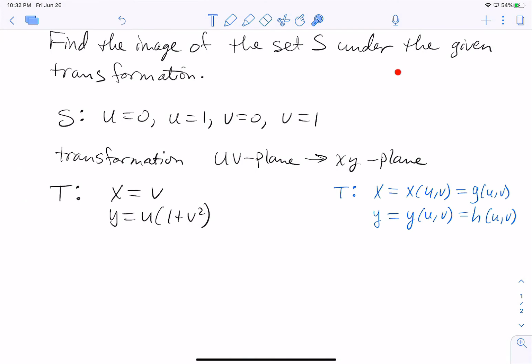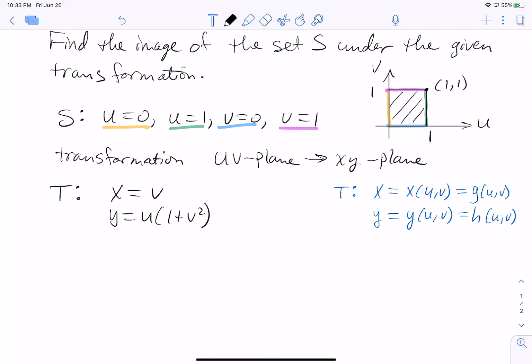While we're at it here, let's go ahead and draw the region in the uv plane. We have four boundaries. V equals 0 goes along the u-axis. U equals 0 is along the v-axis. U equals 1 is a vertical segment. And v equals 1 is a horizontal segment. For good form here, I should say that this is the point (1, 1). This is 1 on the u-axis, 1 on the v-axis. And this 1 by 1 square that we've just drawn is the region S.